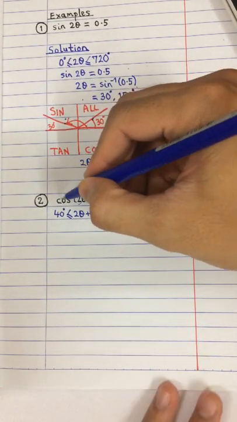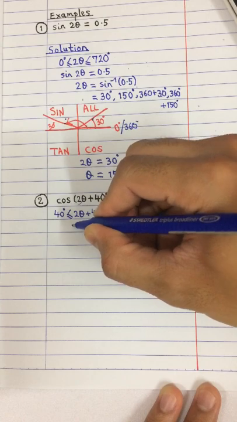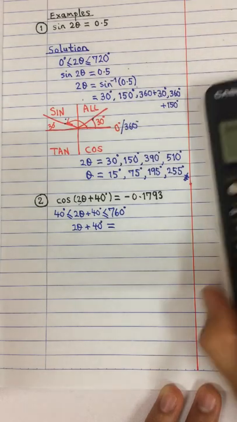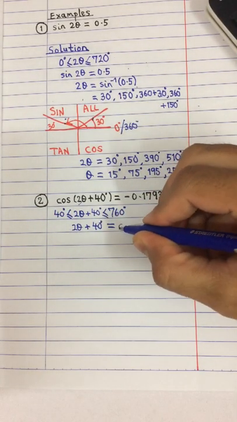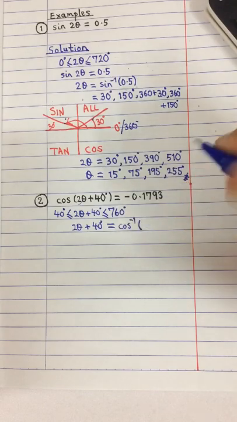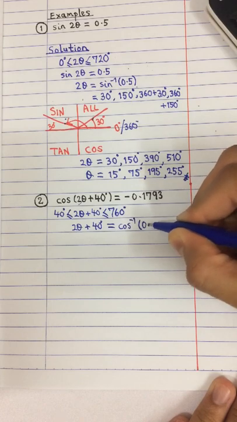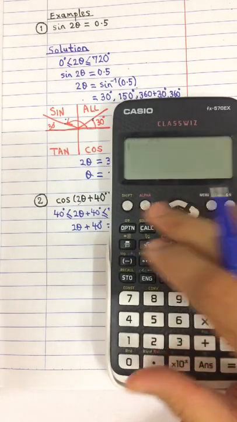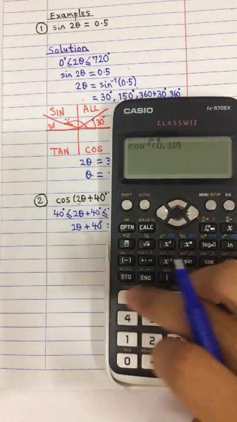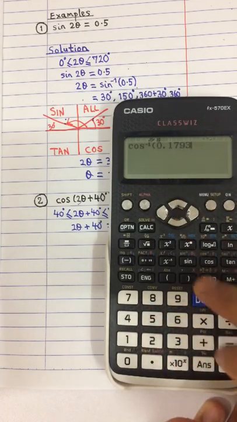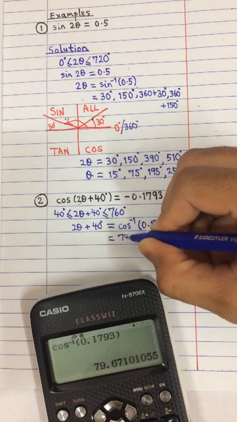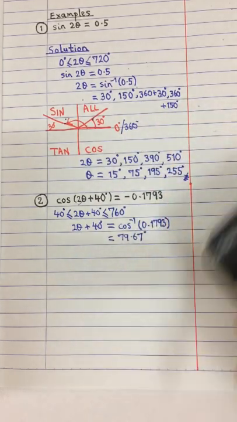Okay, first you bring over cos to the other side. So you write 2 theta plus 40 degrees equals, take out your calculator, and when you press shift cos, you don't take the negative yet. Negative will be later. You just take shift cos of 0.1793, which gives you 79.67 degrees.